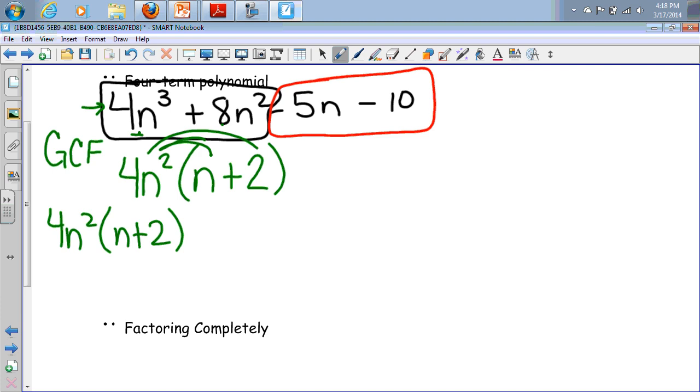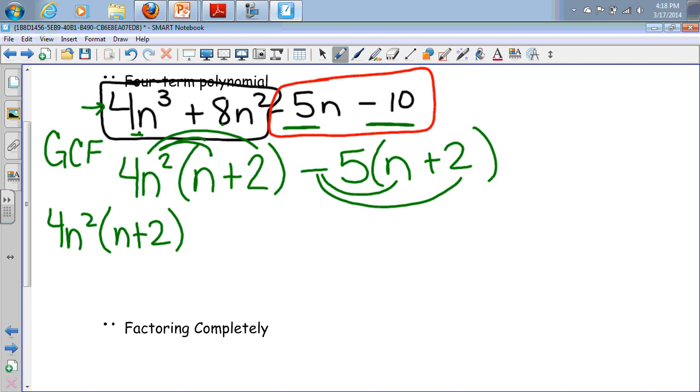All right. Let's look at my second block. What can I factor out of negative 5n and negative 10? A negative 5, right? So minus 5, and I'm left with n plus 2. Is that true? Yeah. If I were to redo that, I would have negative 5n and negative 10. So now I have minus 5 times n plus 2.